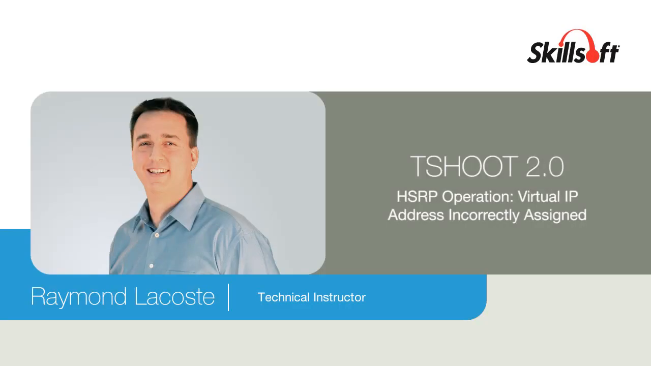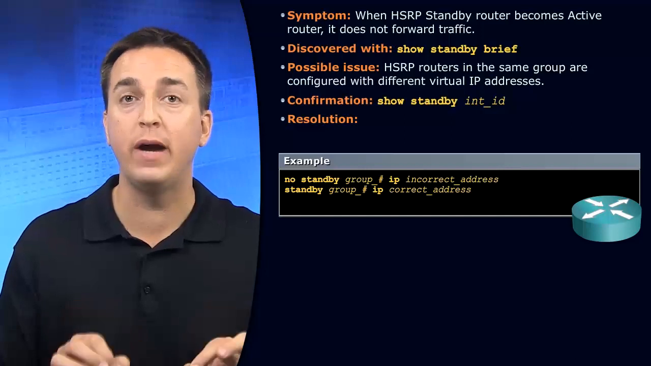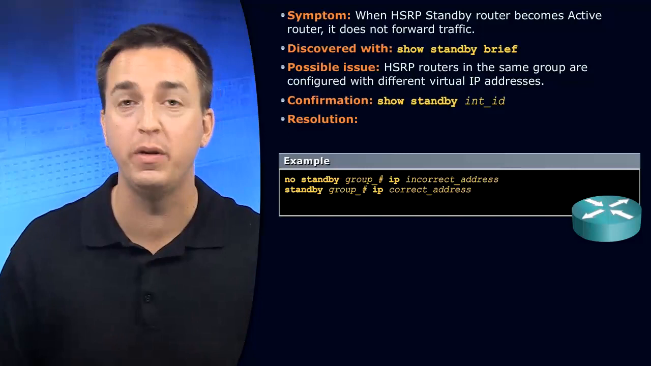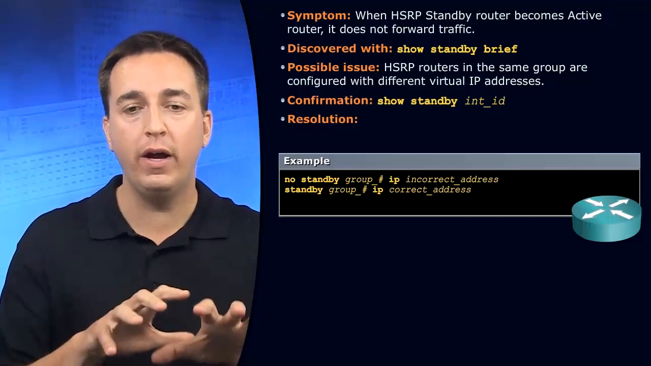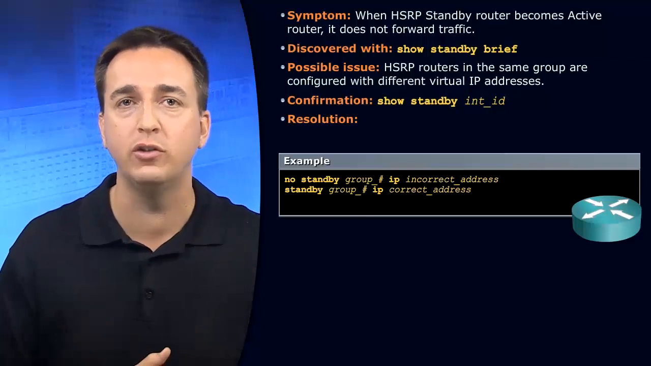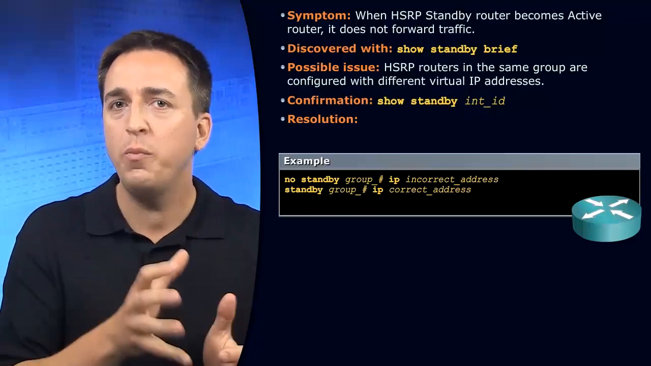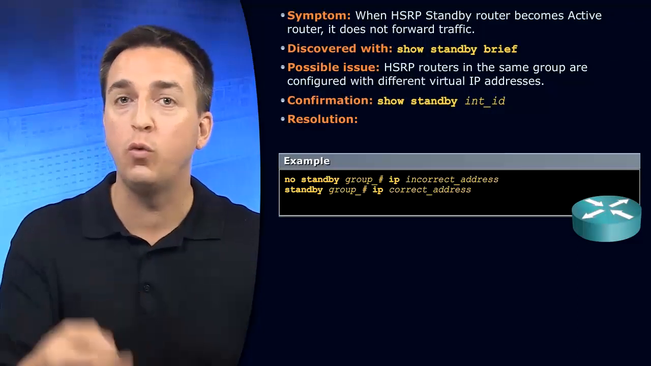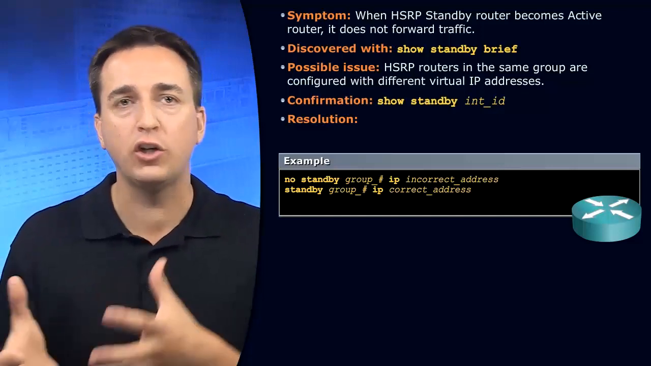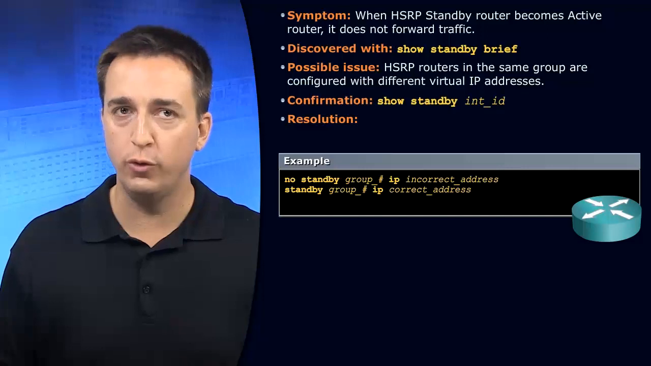It's extremely important that you specify the correct virtual IP address for the routers in your HSRP group. If you don't, then when the active router fails and the standby router takes over, the standby router, even though it becomes active, will not be able to forward traffic because the virtual IP address it is using is not the correct one for the group.